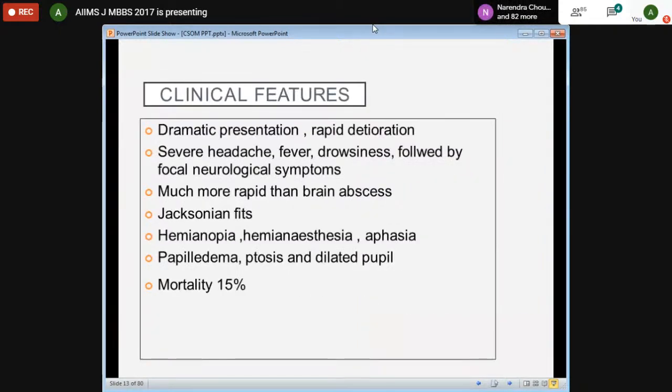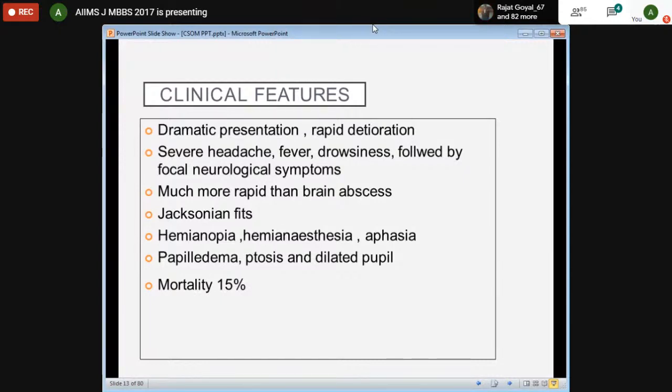And what are the clinical features? The patient may have more dramatic, more rapid deterioration; they are more toxic as compared to extradural abscess. The patient has a severe headache that doesn't relieve on the flow of the pus, because this area is not connected to the middle ear. They have fever, drowsiness, followed by focal neurological symptoms, because now the infection is over the brain.